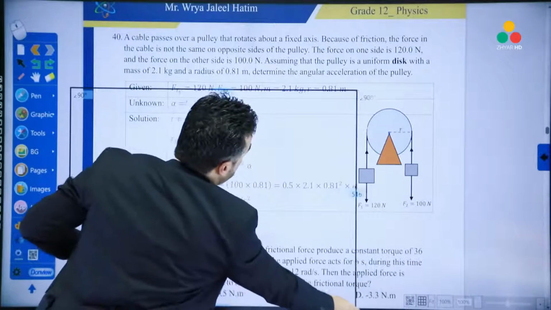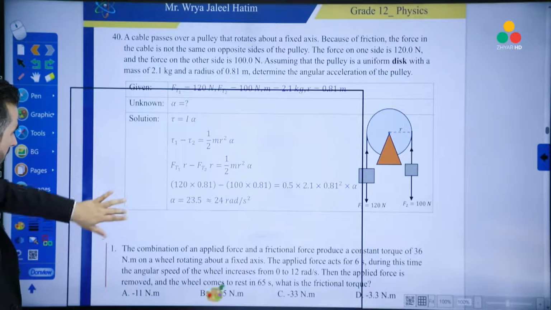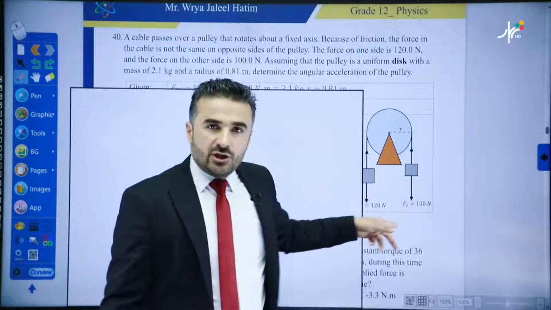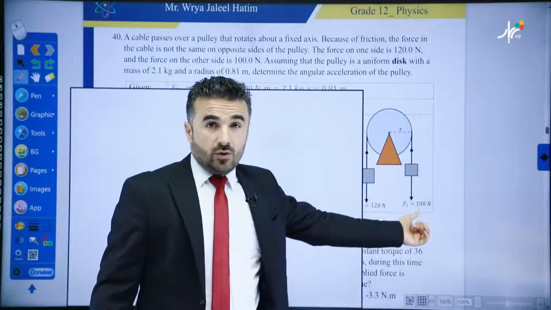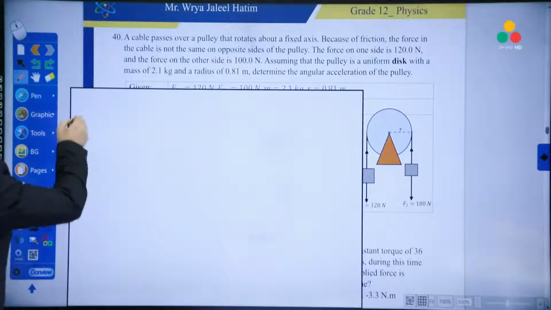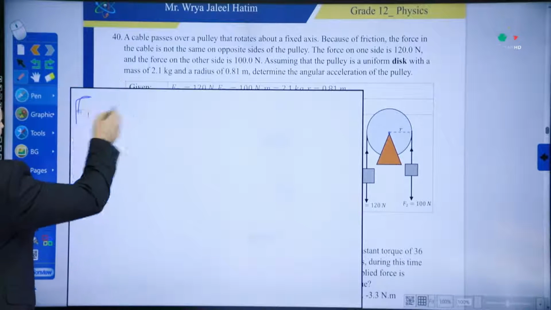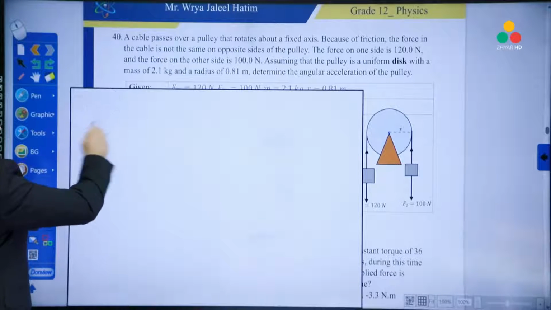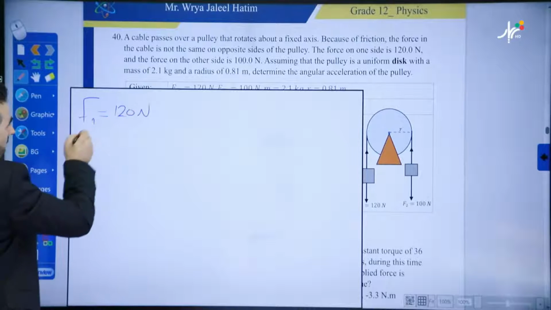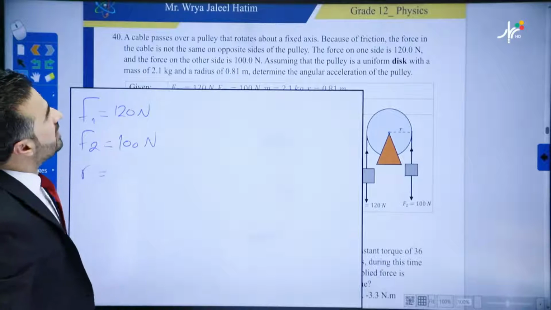Let me not cover this diagram here. So here's what we have. We have a pulley, right? Remember, we have two forces on each side, 120 and 100, in Newton, and of course we have the mass of the pulley and the radius of the pulley. So F1 is 120 Newton, F2 is 100 Newton, and then what was the radius?